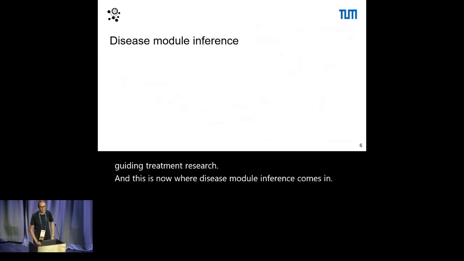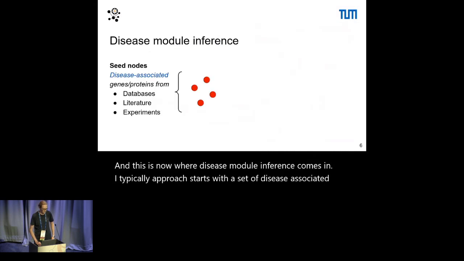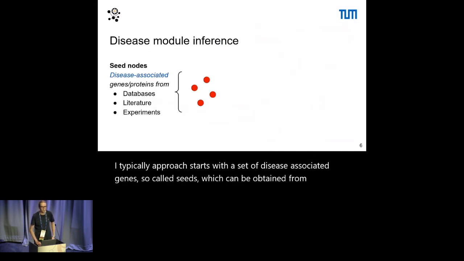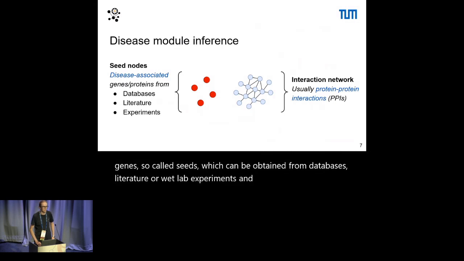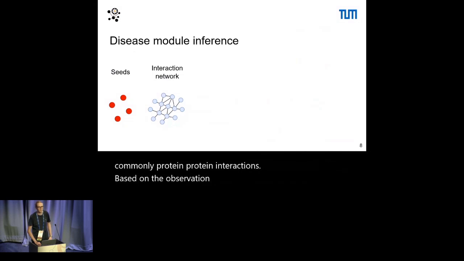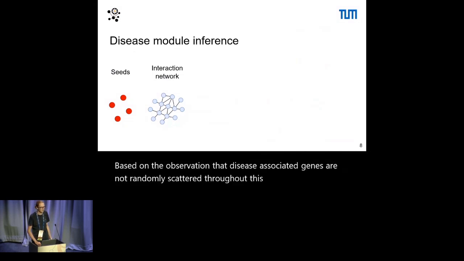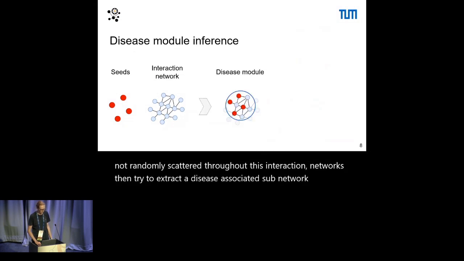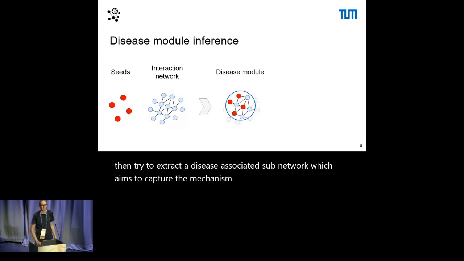A typical approach starts with a set of disease-associated genes, so-called seeds, which can be obtained from databases, literature, or wet lab experiments, and then studies their interactions with each other and other biomolecules in biological interaction networks, most commonly protein-protein interactions. Based on the observation that disease-associated genes are not randomly scattered throughout these interaction networks, algorithms then try to extract a disease-associated subnetwork which aims to capture the mechanism. These subnetworks or disease modules then typically also include proteins which weren't part of the initial seed set, which can serve as novel therapeutic targets.